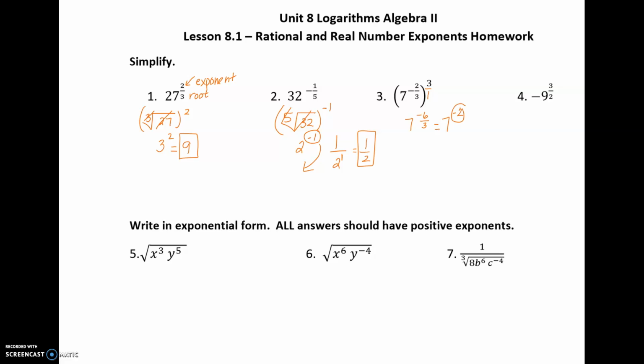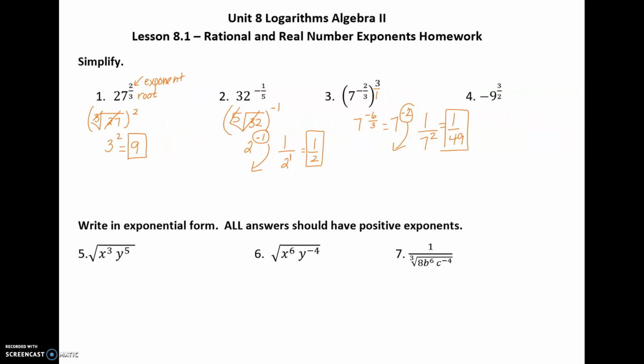Again, we have a negative exponent. We can't have a negative exponent. It does not mean that you multiply that by 2 and make it negative 14. It means that we are moving the base and the exponent to the denominator and making the exponent positive. And 7 squared means 7 times 7, which is 49. So your answer is 1/49.